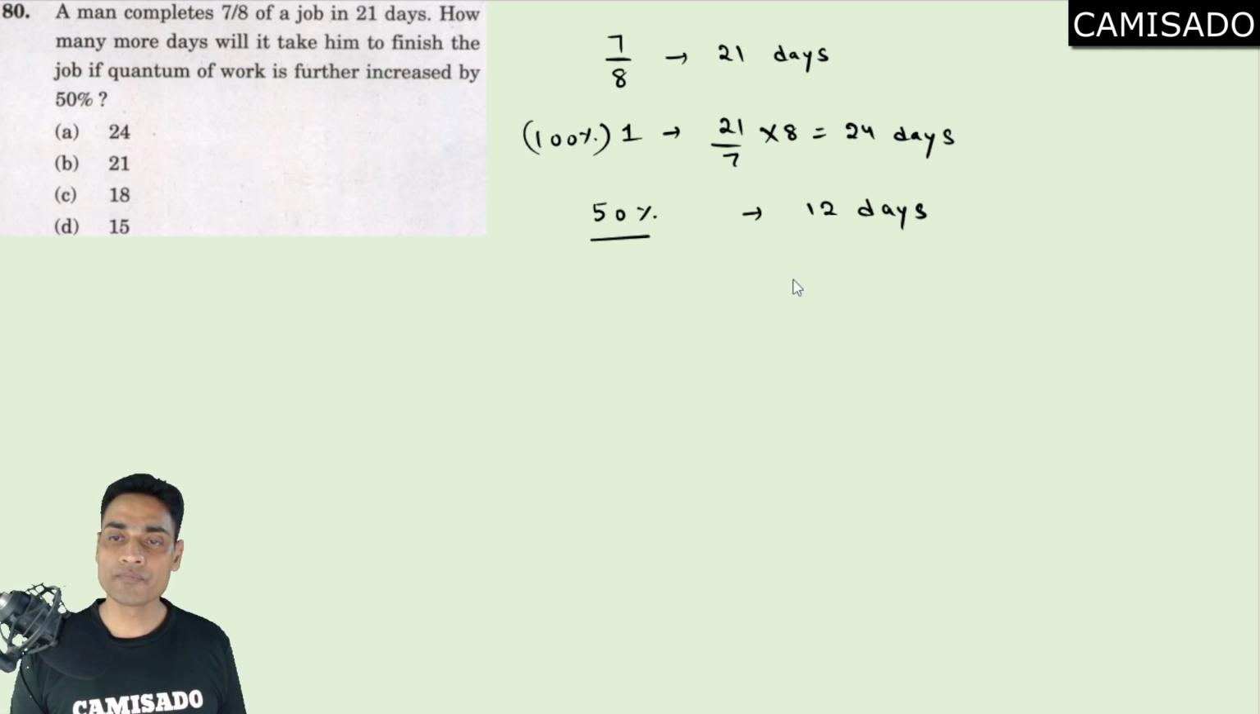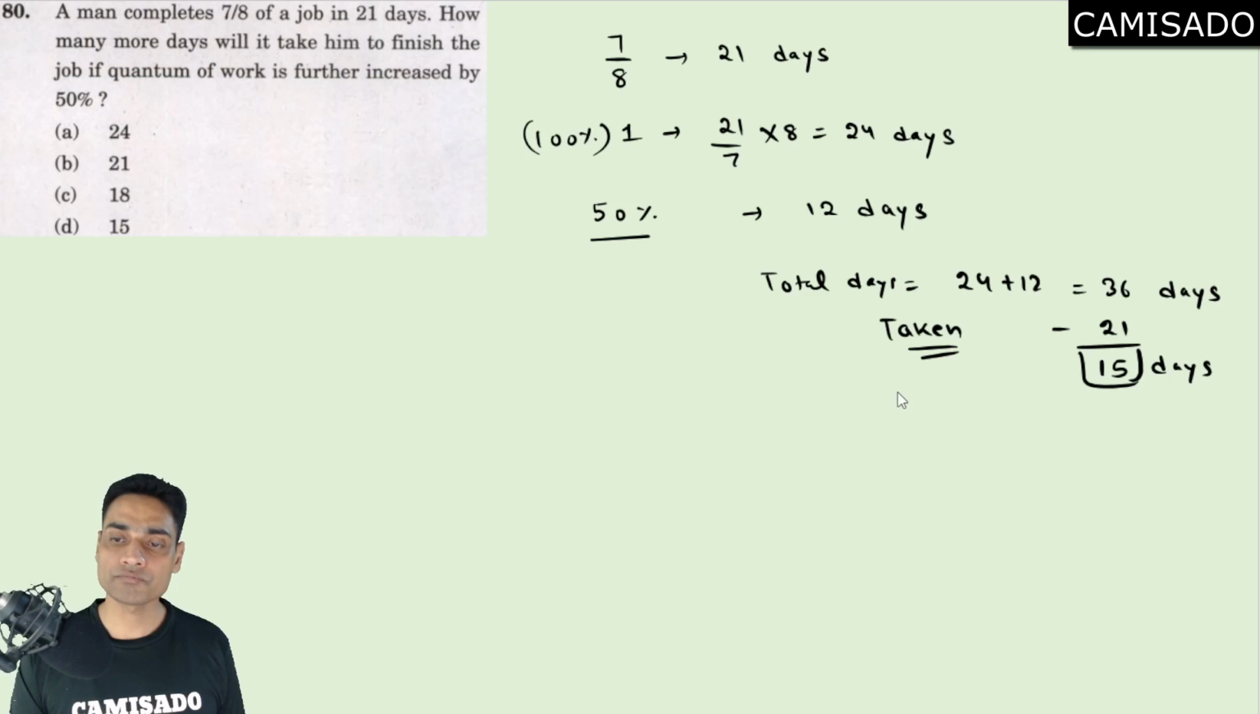Now the total days will be 24 plus 12 equals 36 days, but how many days has he already worked? He has already worked for 21 days, so the remaining days required to complete the work will be 15 days. So he needs 15 more days to complete the work when the quantum of work is already increased by 50%.